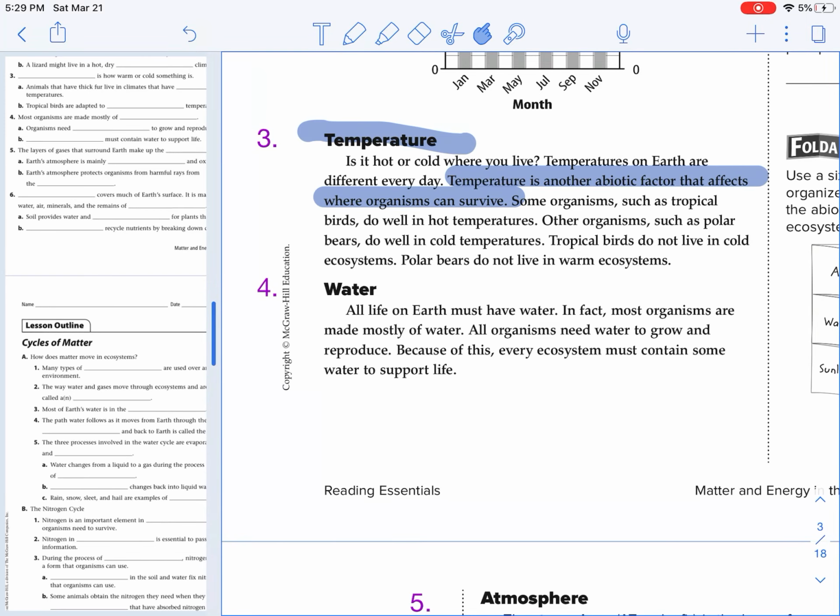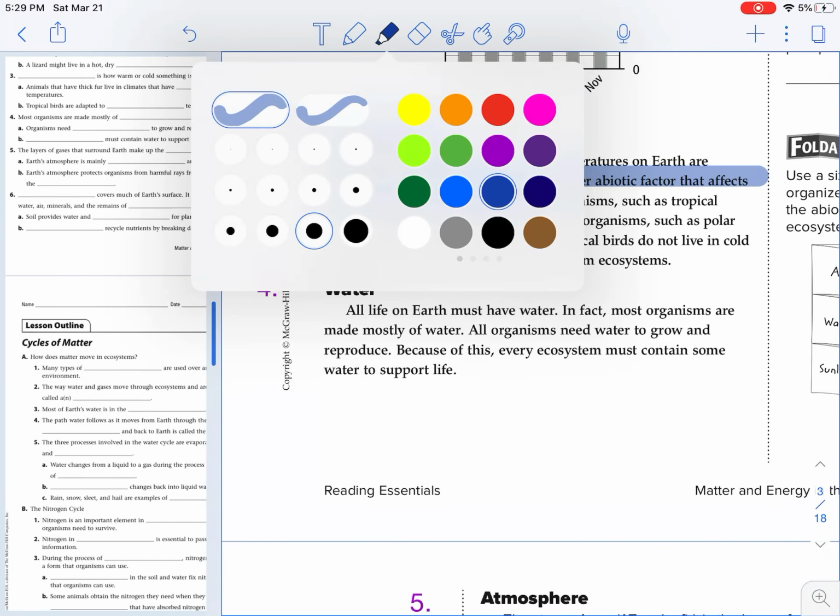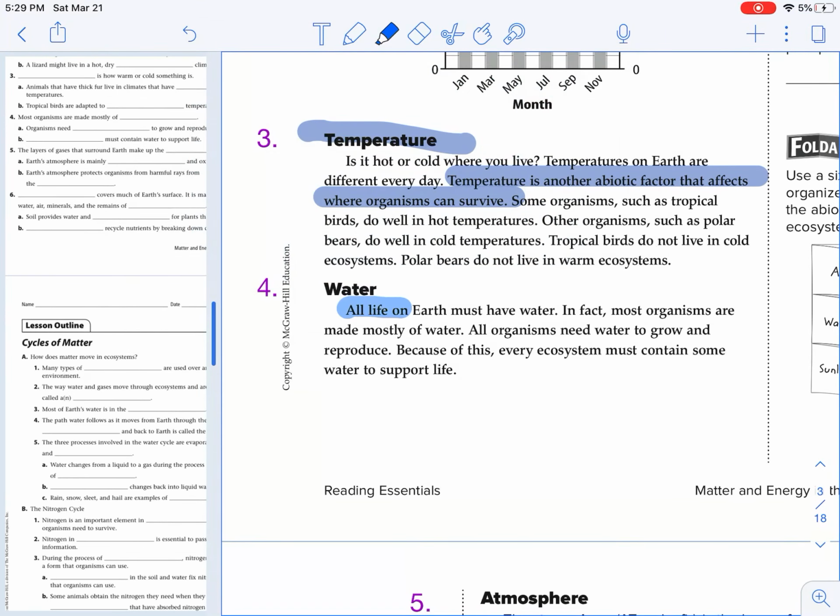Water. All life on Earth must have water. In fact, most organisms are made mostly of water. That's interesting, isn't it? All organisms need water to grow and reproduce. Because of this, every ecosystem must contain some water to support life.